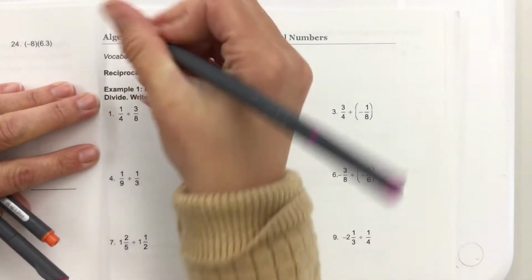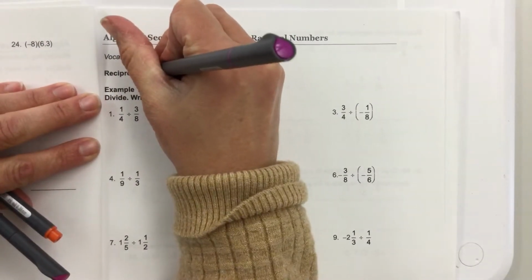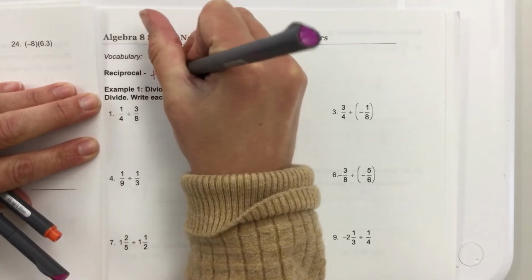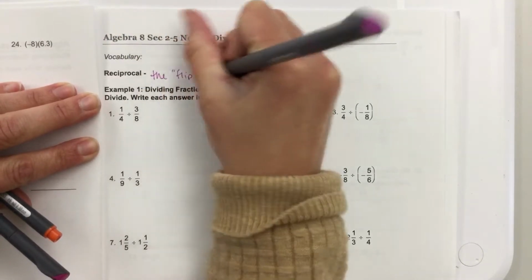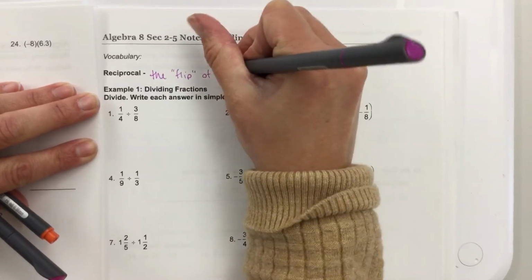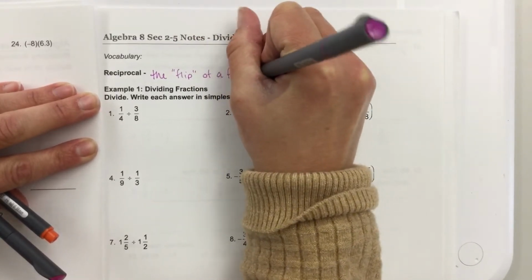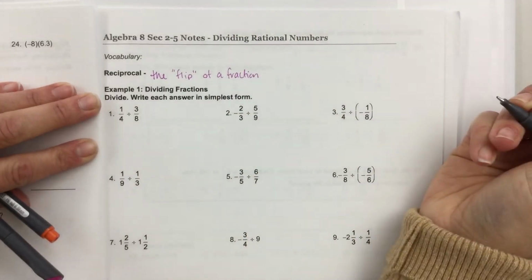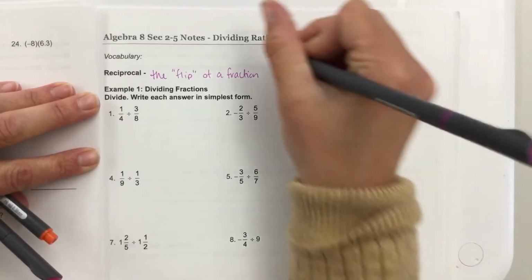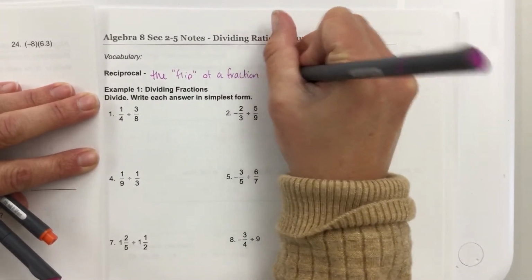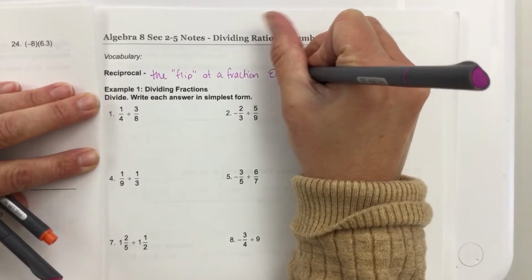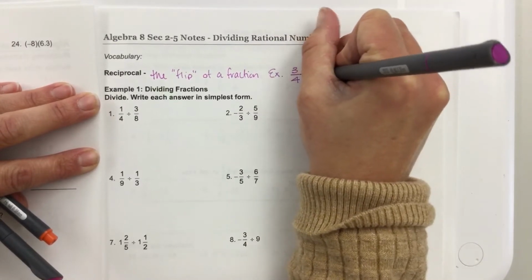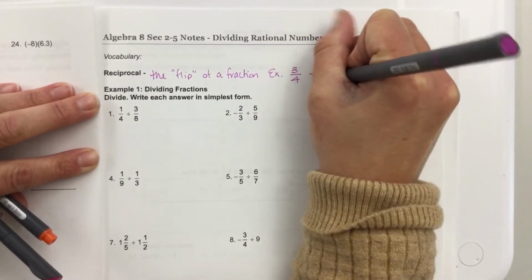The reciprocal basically is the flip of a fraction. Now, that's not the technical term, but that's how I like to think about it. So I'm going to give you an example here. The reciprocal of 3/4 is 4/3.